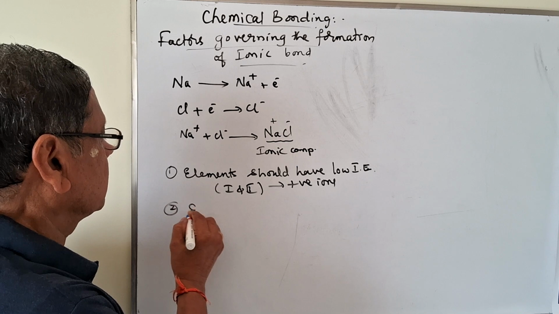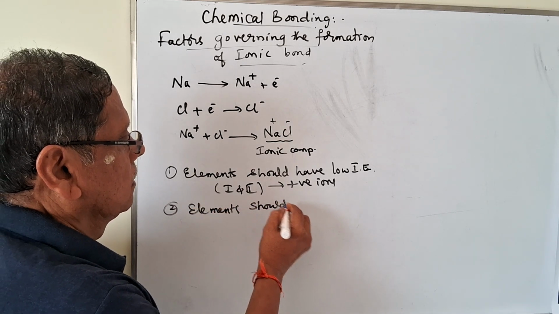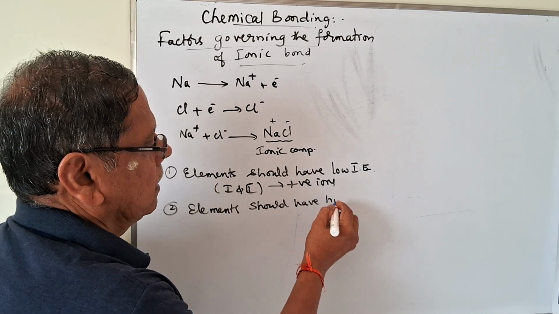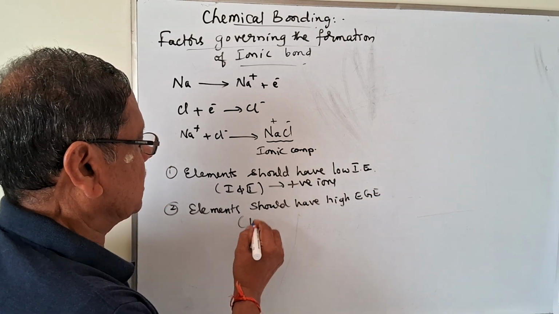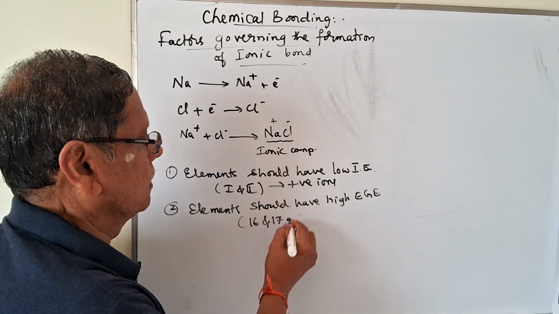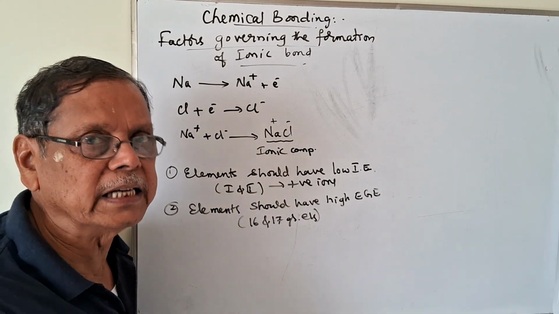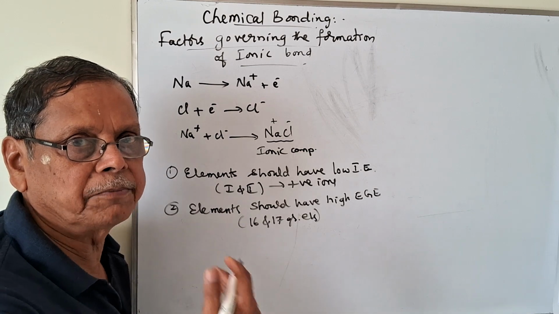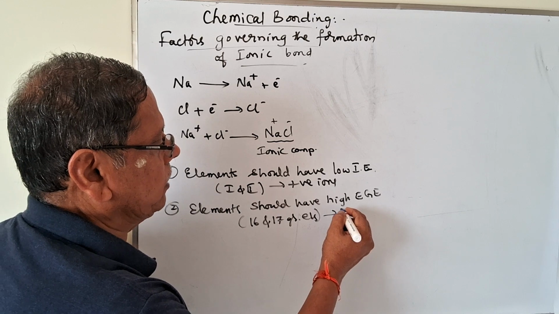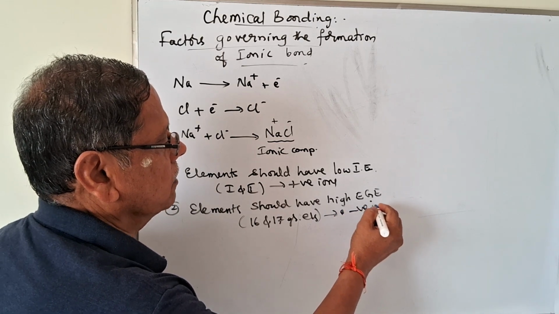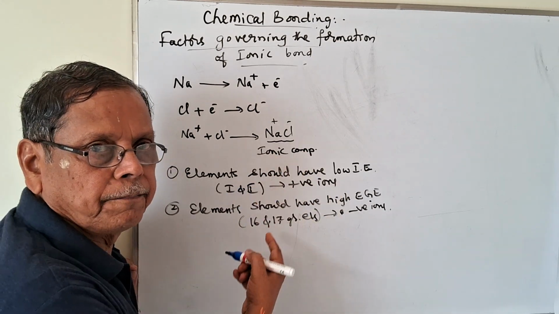Then the elements should have high electron gain enthalpy. Usually we observe that the 16th and 17th group elements have high electron gain enthalpy. It is nothing but the energy released when 1 mole of electrons is absorbed by 1 mole of atoms. So these will result in the formation of negative ions. The positive ions and negative ions are held by attractive force.